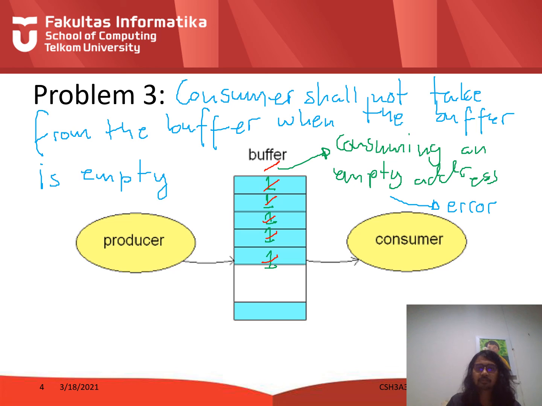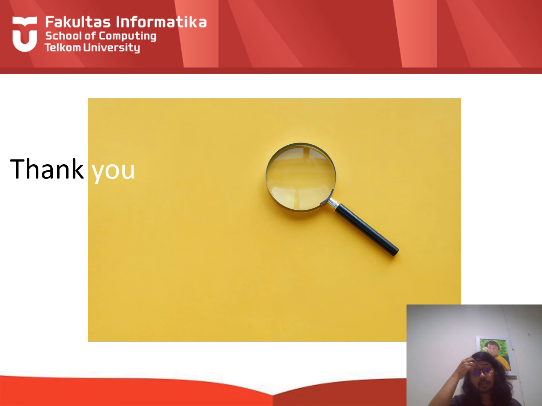And how do we implement this? Of course, with semaphore. And again, semaphore has the capability to block a process when the conditions are met. So we create a condition where when the buffer is empty, the consumer that wants to access the buffer will be blocked. So those are the three problems of the consumer and producer problem.